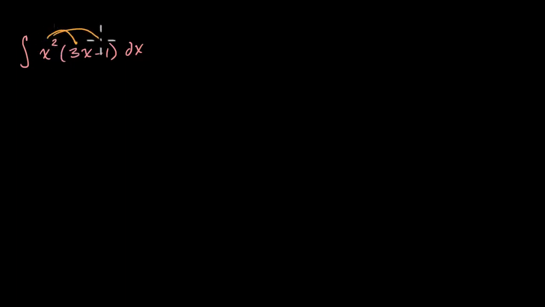Well, then we're going to get a polynomial within the integral. So this is going to be equal to the integral of x squared times 3x, which is 3x to the third, and then negative 1 times x squared is minus x squared, and then that times dx. And now this is pretty straightforward to evaluate.